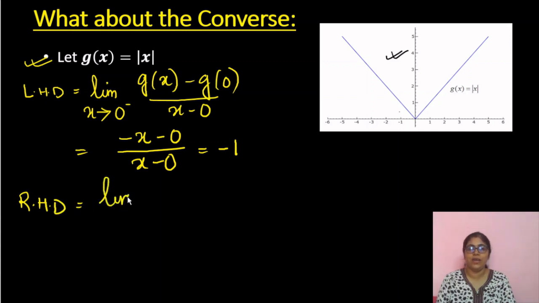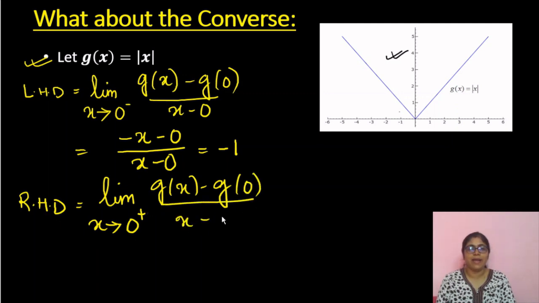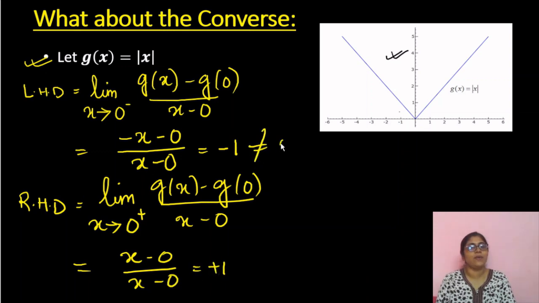RHD is equal to the limit of x tends to 0 plus of g(x) minus g(0) divided by x minus 0. Here g(x) is plus x, so x minus 0 divided by x minus 0. This is plus 1, so this is not equal to LHD. So it is not differentiable. Though it is continuous at 0, it is not differentiable at 0.